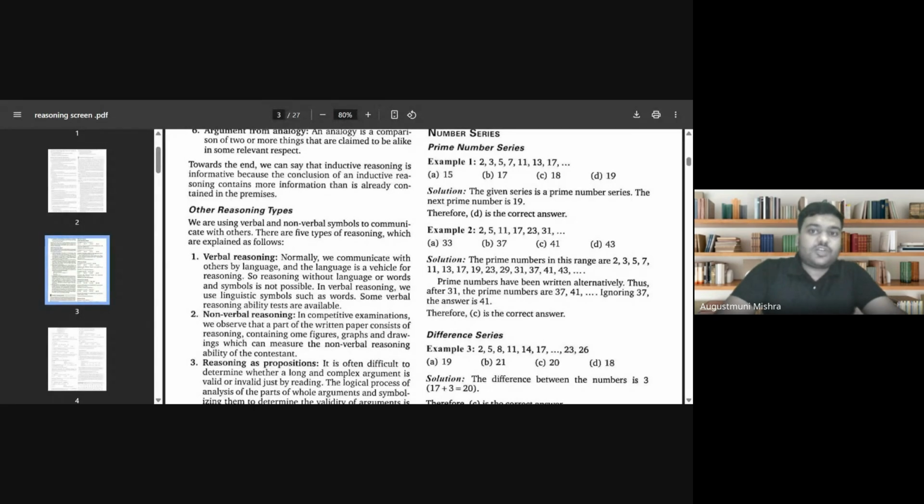Like after 2 there is a gap of 3 to come to 5, then there is a gap of 6, then again a gap of 6. So what will be the next number? Here you can see the prime numbers have been written alternatively. Thus after 31 the prime numbers are 37, 41, and ignoring 37 the answer is 41.